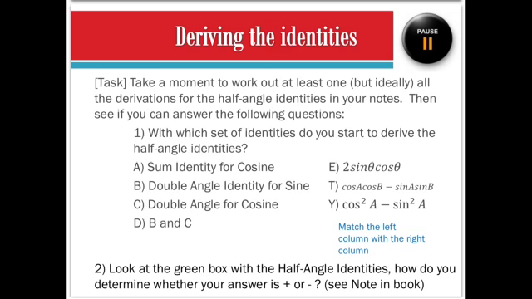Objective 1, deriving the identities. So take a second to look on page 241 at the derivations of the identities, and then answer the following 3 questions. So with question 1, which set of the identities do you start your derivations from? And then what you can do is match up column A here with column B. Okay, which of these identities match up? So which one goes with which?